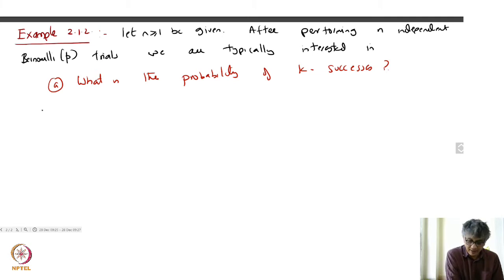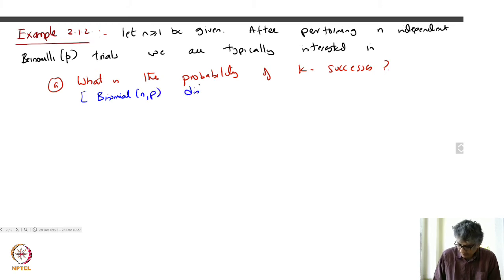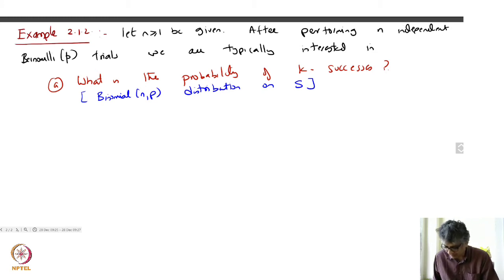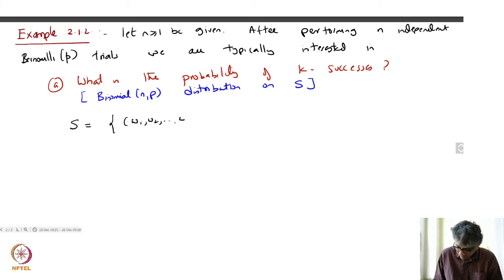So I perform an experiment n times, n Bernoulli trials. Each outcome is success or failure. I'm interested in what's the probability of k successes. This is called the Binomial n,p distribution. This outcome space is called the Binomial n,p distribution on S. I'll discuss in a second what S is. Each trial is either a success or a failure, where the success probability is p and the failure probability is 1 minus p. So what you do is you let S be the set of all tuples (omega 1, omega 2, up to omega n), such that each omega i is a success or a failure.